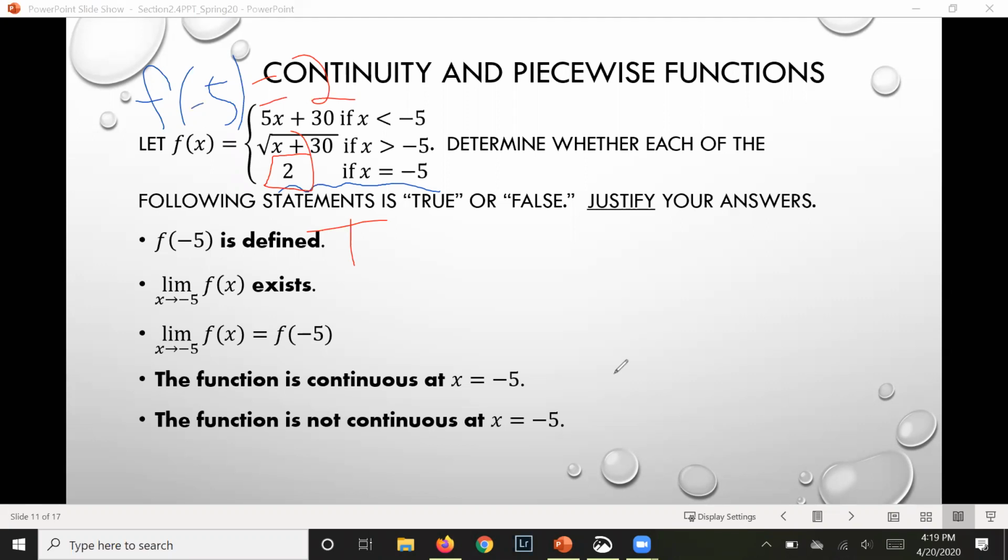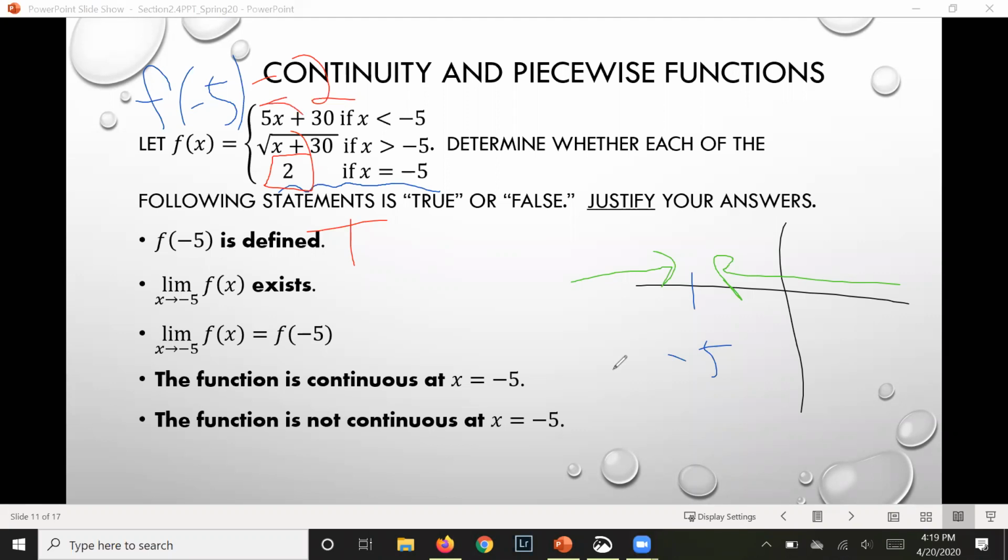Okay, now let's look at the limit as x approaches negative 5. Does that exist or not? And remember, if we're thinking about that on a graph, if we have negative 5 here, you want to know from the left and from the right, are we approaching the same values, right? So we want to know as we come towards negative 5 from the left-hand side and from the right-hand side, or from below and from above, do we get the same thing? Well, let's take a look at what the function tells us.